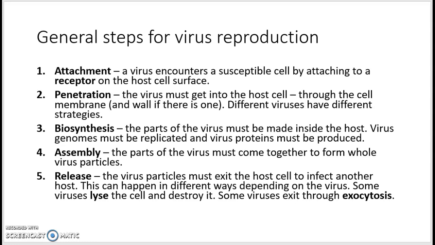There are 5 general steps for virus reproduction. First, attachment. The virus has to attach to a susceptible cell that it encounters by hooking on to a host cell receptor on the outside of the cell surface. Next, the virus has to get inside the host. It has to go through the cell membranes and the cell wall. We call this step penetration. Different viruses have different strategies to get inside.